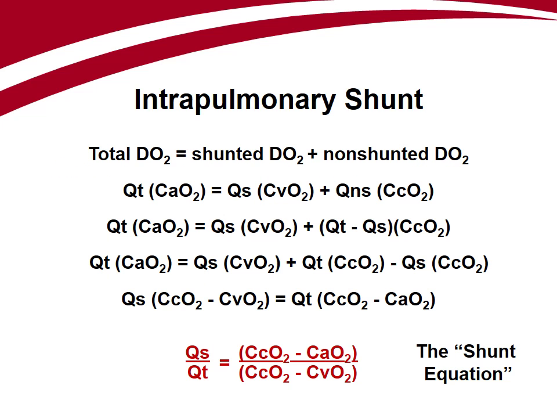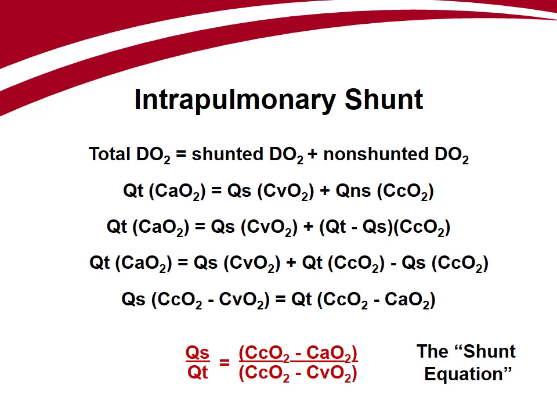To calculate intrapulmonary shunt, we define total oxygen delivery as the sum of shunted and non-shunted oxygen delivery. We use the letter Q to represent cardiac output, and S and NS to represent shunted and non-shunted blood respectively. Since the shunted blood returns to the heart desaturated, the oxygen content of this blood is the venous oxygen content. The normal or non-shunted blood is oxygenated and returns to the heart with the alveolar oxygen content.